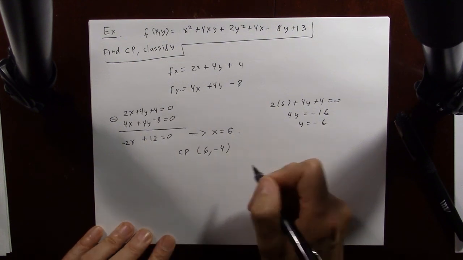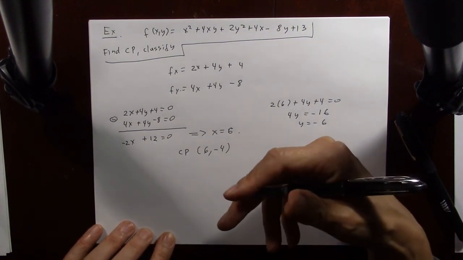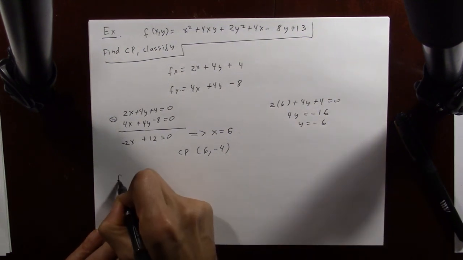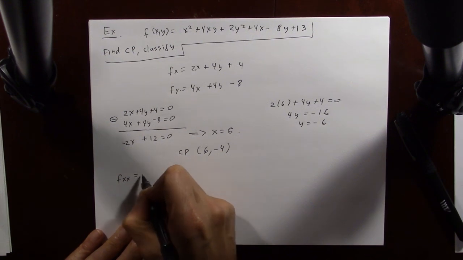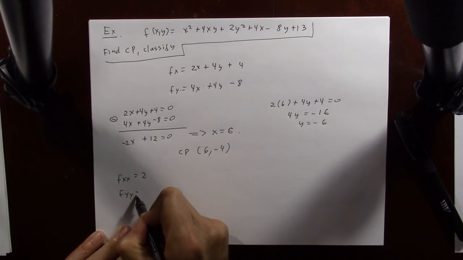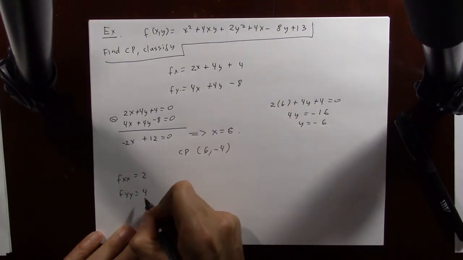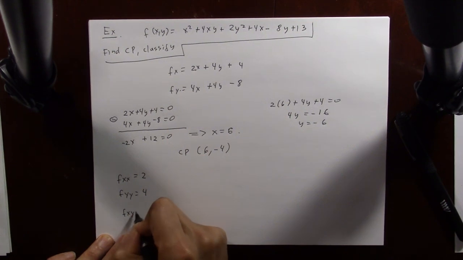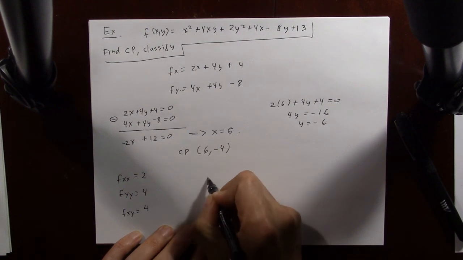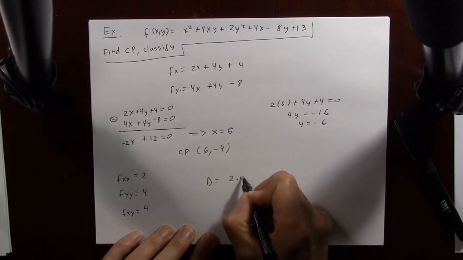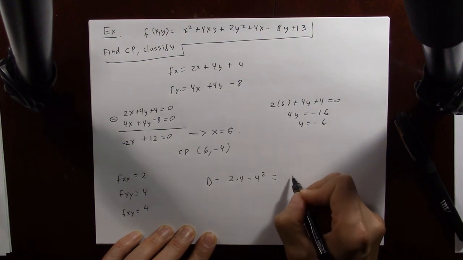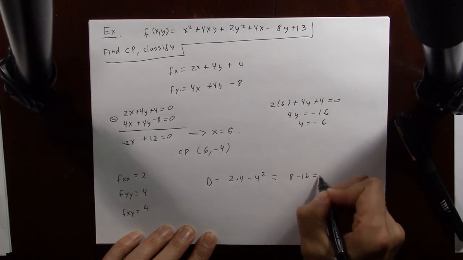Now we calculate D at this point. We want to apply the second derivative test. To calculate D, we need to find the second derivative with respect to x, which is 2. Second derivative with respect to y is 4. And derivative with respect to x, y is 4. So now we are ready to calculate D: 2 times 4 minus 4 squared equals negative 8.